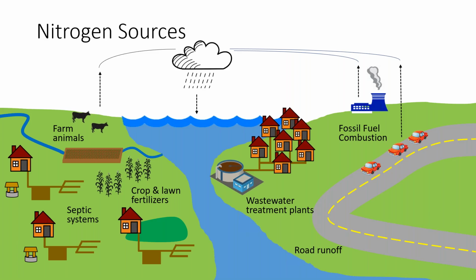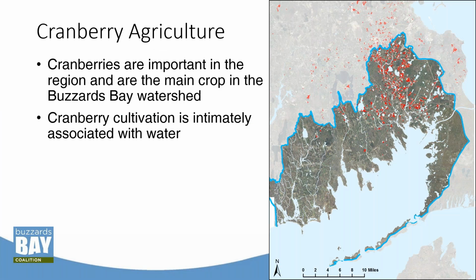Buzzards Bay is a little bit unique because we have another source that's not typical for too many places, and that is cranberry bogs. That's what I'm going to be spending the rest of my time talking about. Cranberry agriculture is important to our region. On this map on the right, again, the blue line is the Buzzards Bay watershed. All the red area here represents cranberry bogs. We have a lot of cranberry bogs, particularly in the Wareham and Weweantic River subwatersheds.